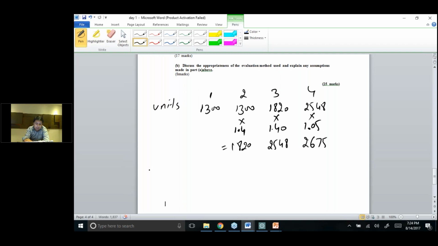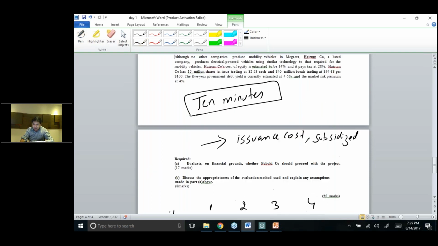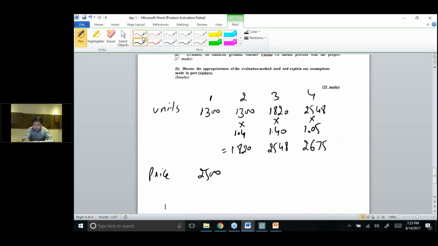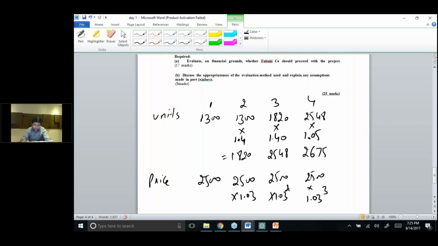2675, and the price will be in year 1 it will be 2500, and every year it will increase with the growth of 3%. Growth of 3% means in next year it will be like this, and in the remaining 2 years it will be raised to power 2 and raised to power 3. How are you going to calculate the price?